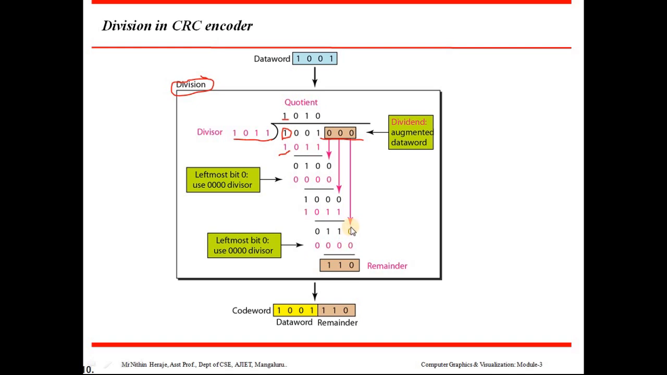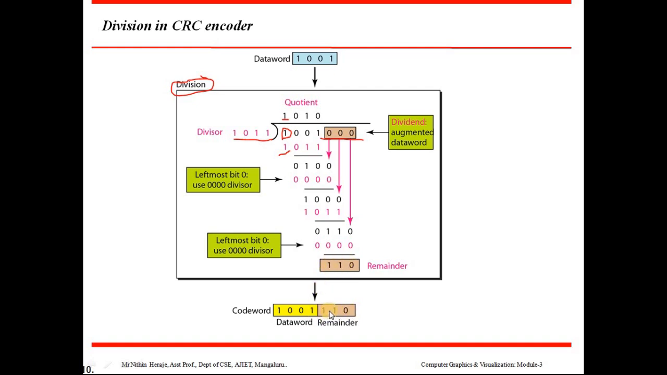Then perform XOR. 0 0 is 0, 1 0 is 1, 1 0 is 1, and then eliminate this leftmost bit. So we are done with all these 3 bits. So we'll stop at this point, and these 3 bits are called the remainder. They are nothing but remainders. So the remainder is 1 1 0, which is a code word.